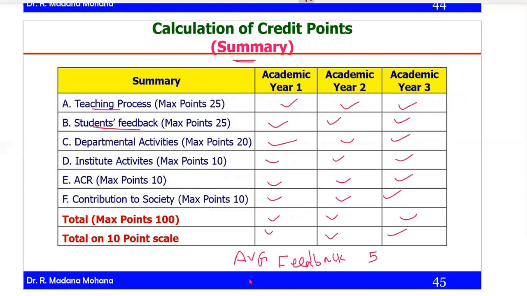So here, 5 to 7, then 8 to 10. You can aim for 8 to 10, then you will get some relaxations in publications and experience. If you have sufficient publications and sufficient experience, then a minimum of 5 to 7 is also enough.